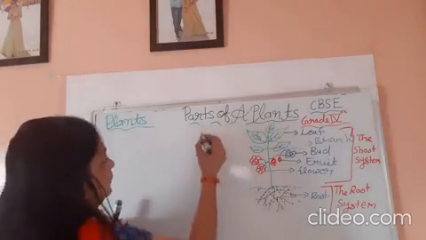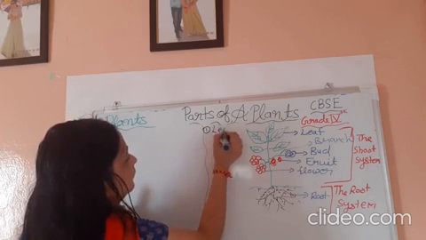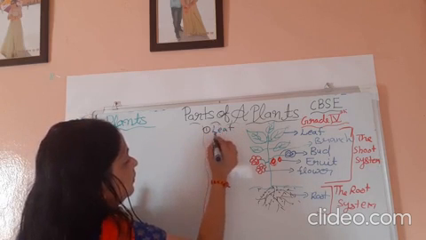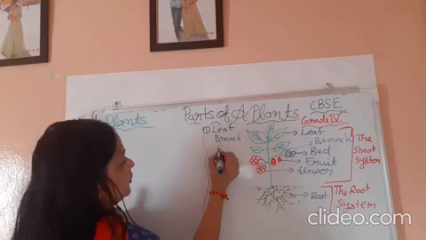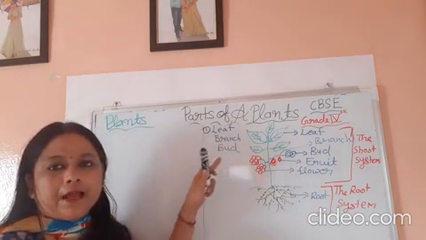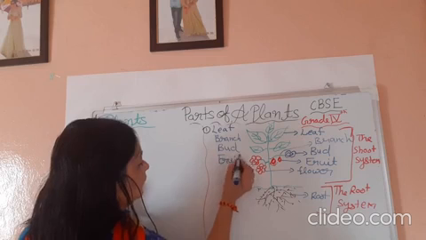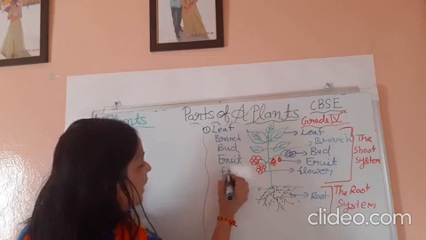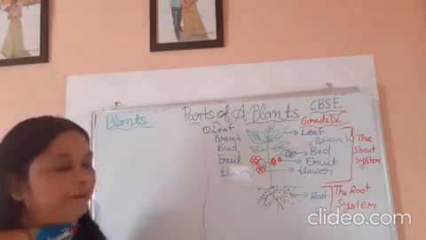So note here, first point, parts of a plant: leaf, branch, bud, fruit, flower. These are the parts of a plant.